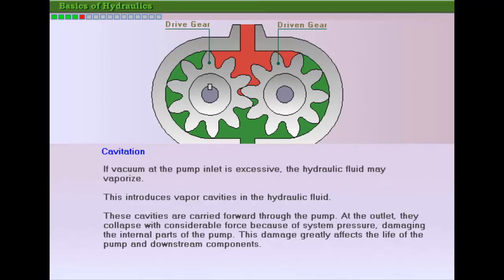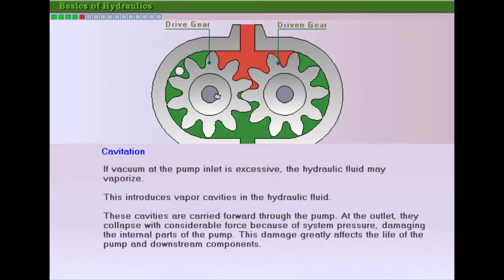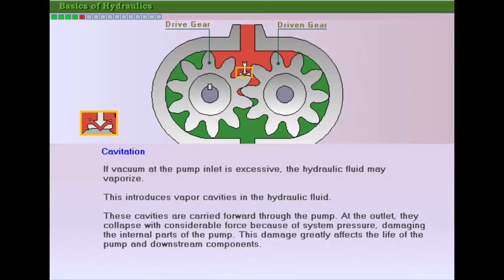Cavitation is a common problem which occurs in pumps due to excessive inlet vacuum. Very high inlet vacuum may vaporize the hydraulic fluid. These vapor cavities are carried inside the pump to the outlet and collapse with a considerable force when exposed to outlet pressure. This causes severe damage to the internal parts of the pump, and the resulting particles may cause damage to the pump and the downstream components. Cavitation may be indicated by a noise in the pump.